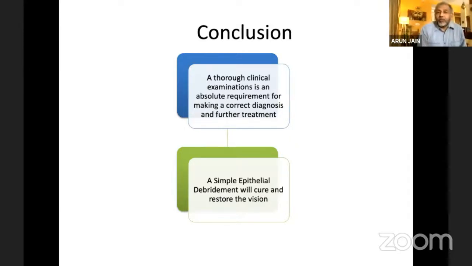A thorough clinical examination is an absolute requirement for making a correct diagnosis, because with a cursory examination on low power, we will miss the wave-like epitheliopathy, because there is no vascularization in this case, and the epithelium is only abnormal and it's transparent.